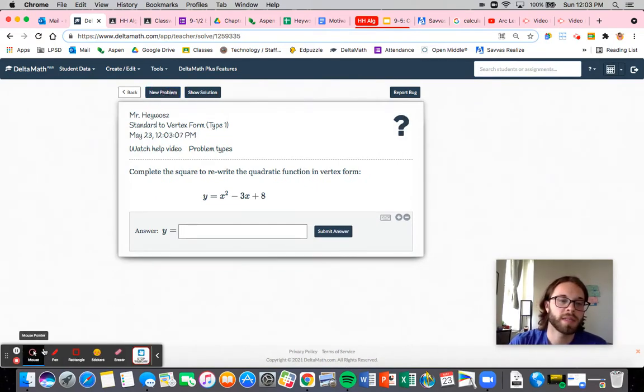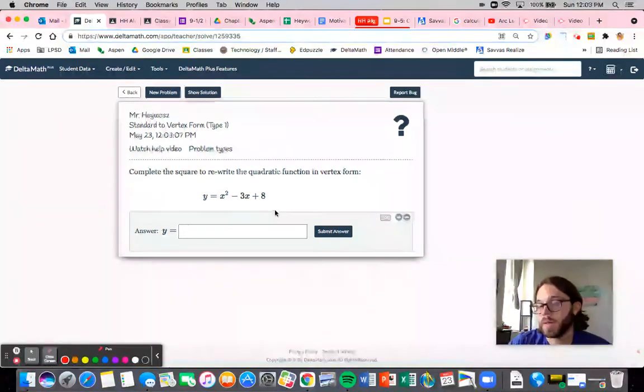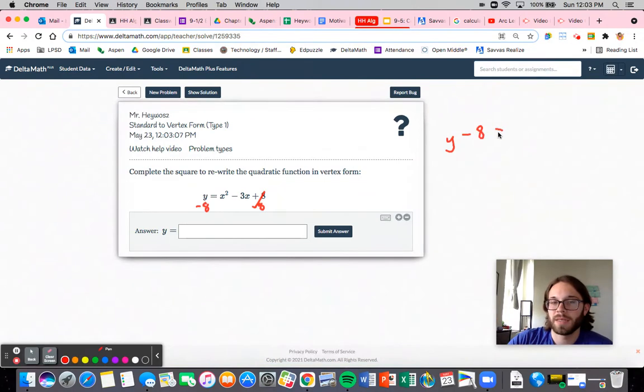Okay, so now let's deal with a problem like this. We'll do one more for good measure. Now, as you can see here, the reason I'm specifically talking about this is, my b is a negative. So what I'm going to do is I'm going to subtract the 8 from both sides again. So I get y minus 8 is equal to x squared minus 3x.